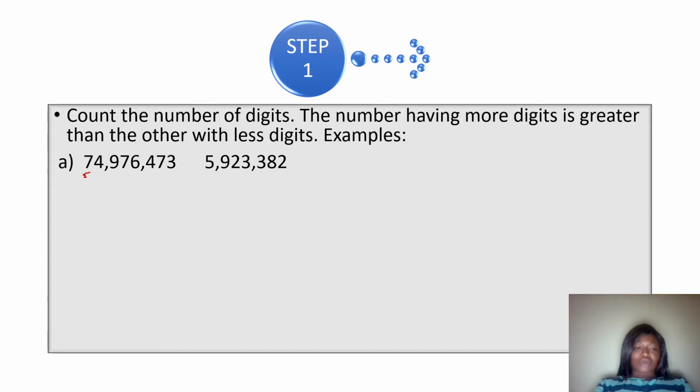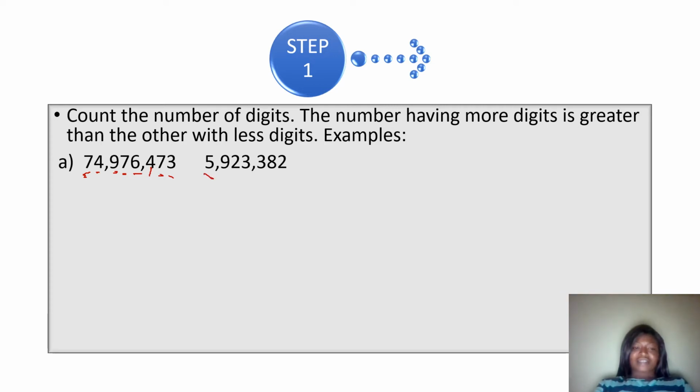The 7 is 1, 2, 3, 4, 5, 6, 7, 8. So we have 8 digits on the left side. Let's move on to the right side.